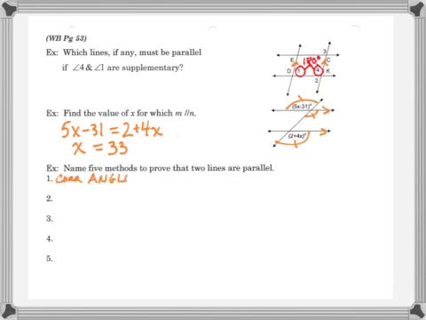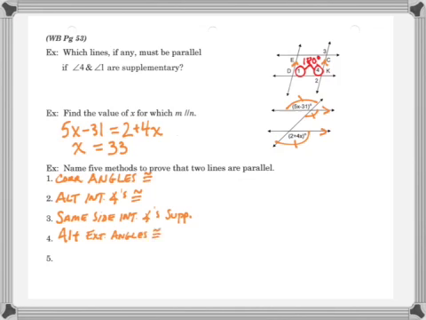And so just to review real quick, the 5 methods that we have to prove lines are parallel. Well, I have all my theorems. I have my corresponding angles postulate: if they're congruent, then that's going to work. Alternate interior angles can be congruent. Same side interior angles must be supplementary. Alternate exterior angles are congruent, and same side exterior angles should also be supplementary. If any of those are true, then we're going to know that we have parallel lines.